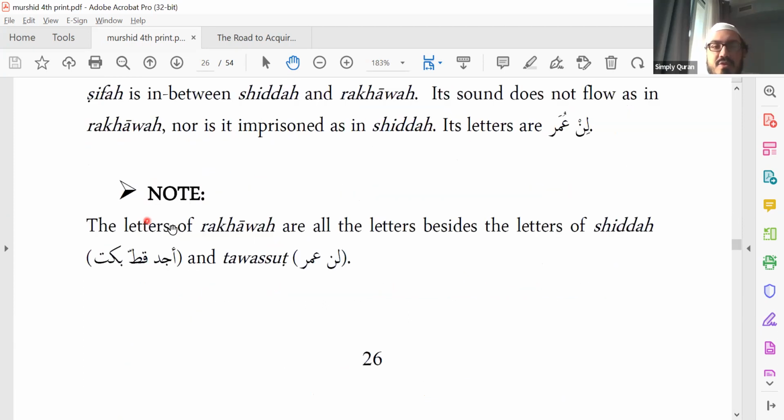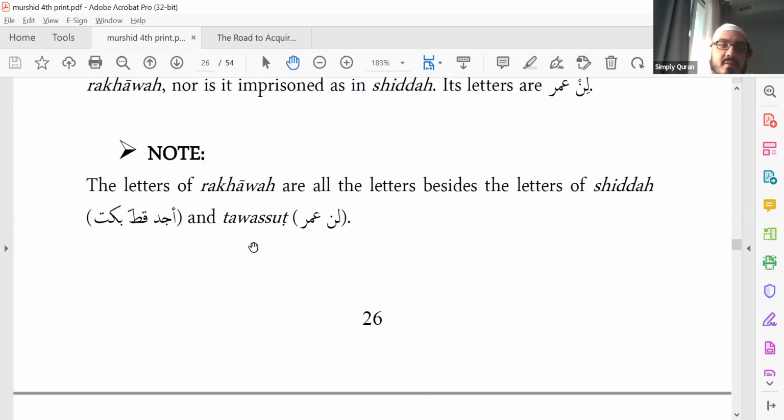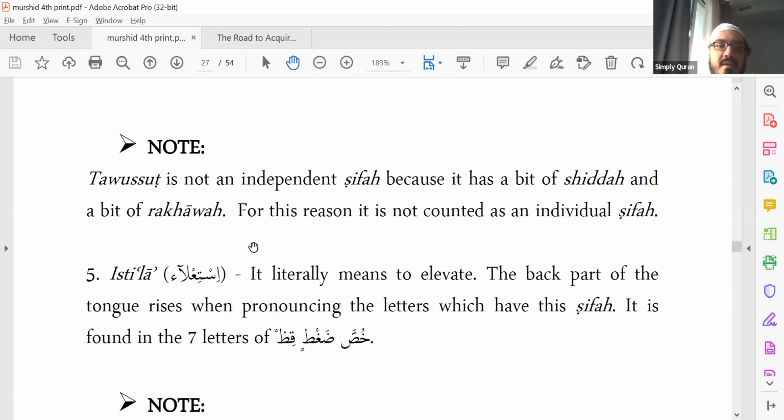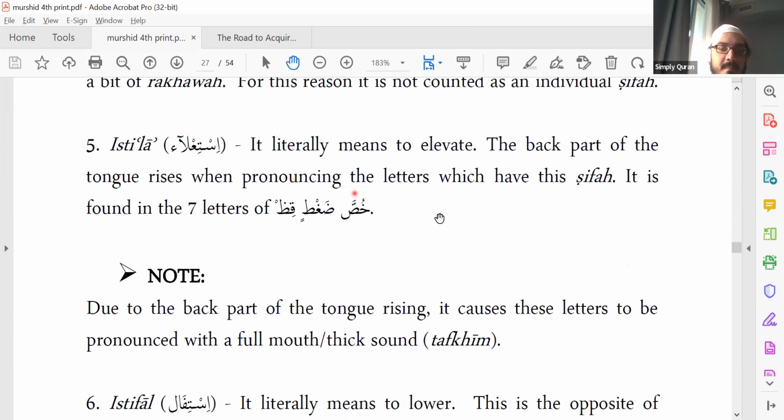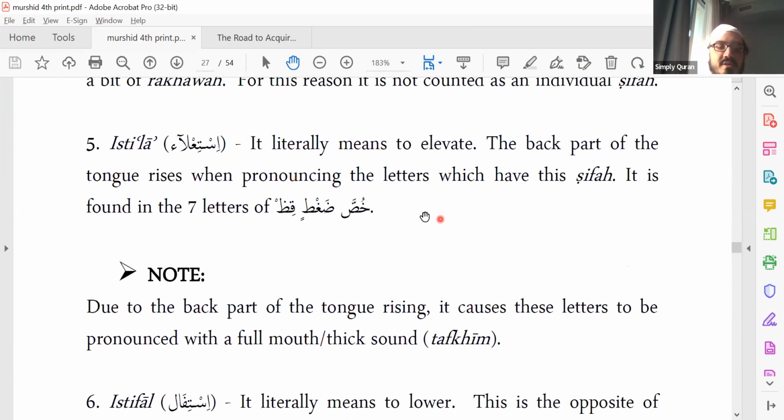Again, there's a note here. The letters of Rakhawah or Rikhwa are all the letters besides Shiddah, which is Ajidu Qattin Bakat, and Tawasut. And then we can say Tawasut is not an independent Sifat because it has a bit of Shiddah and a bit of Rikhwa. So that's why it's not an individual Sifat. Okay, so again, there's only 8. Any questions before I move on?